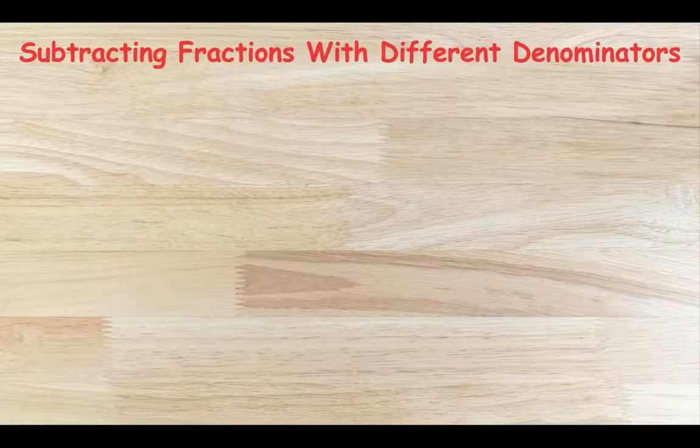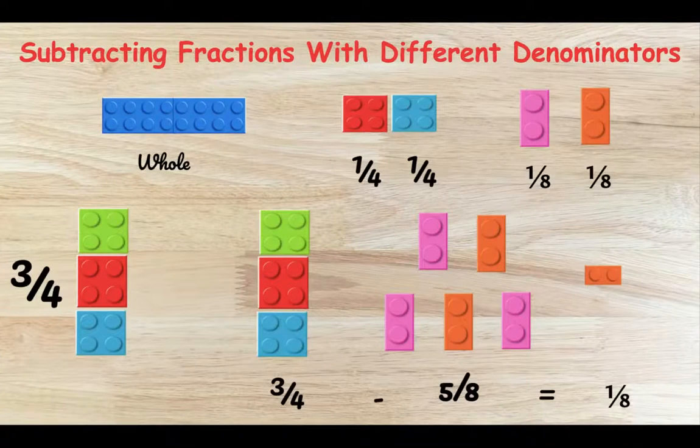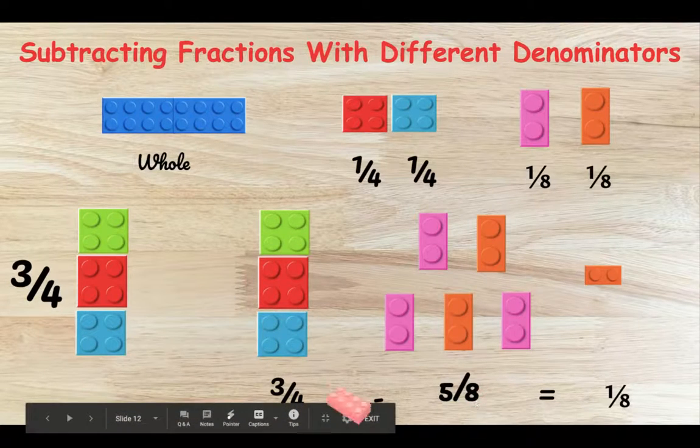Subtracting fractions with different denominators. Here, when we minus 3/4 from 5/8, we multiply 8 into 3, which is 24, and 8 into 4, which is 32. And then we multiply 4 into 5, which is 20, and 4 into 8, which is 32. So we get 24 minus 20, which is 4 by 32, which is equal to 1/8.